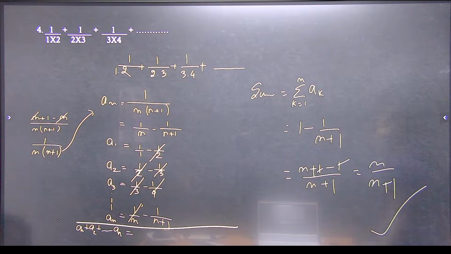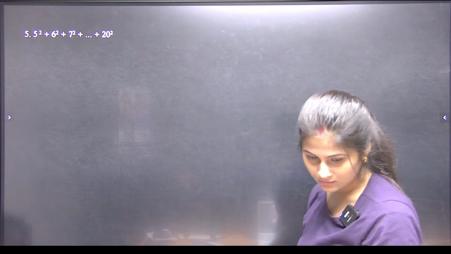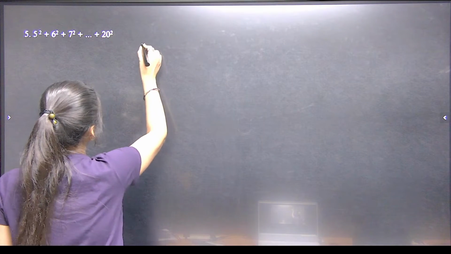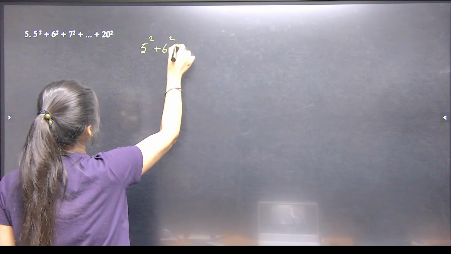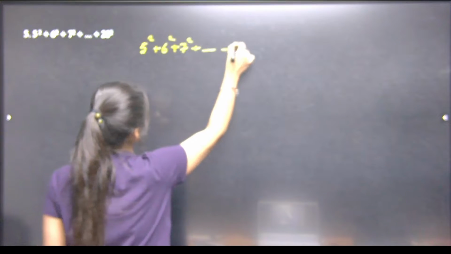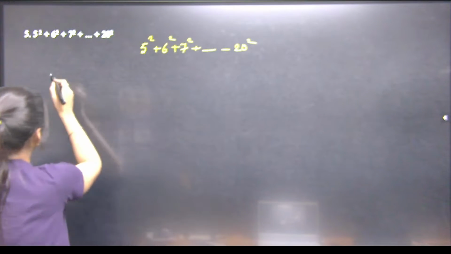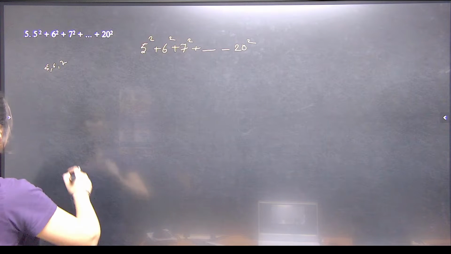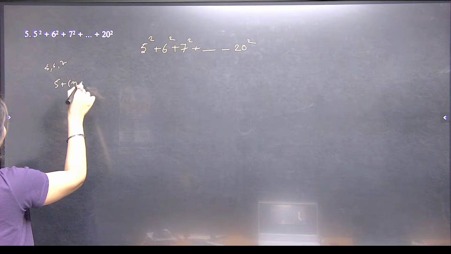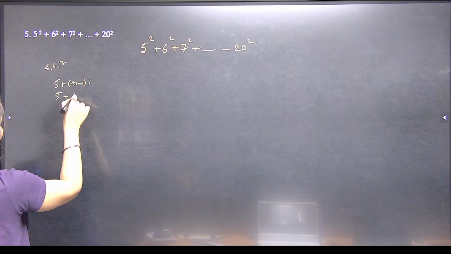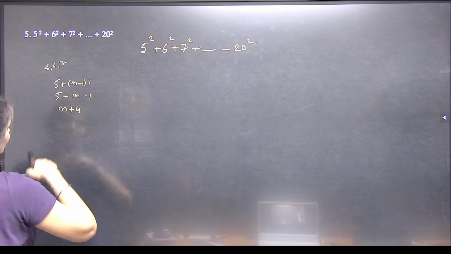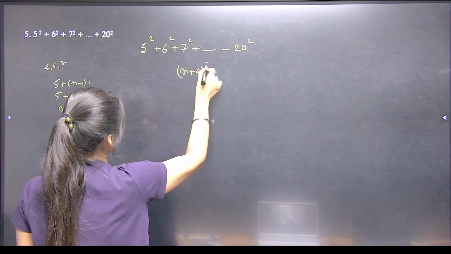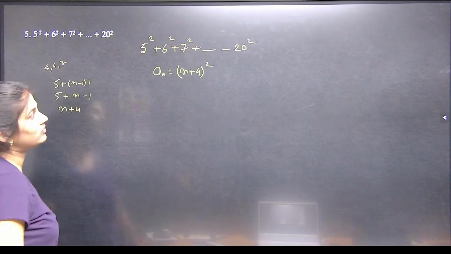Next question. Next question is question number 5. Question number 5 says 5 square plus 6 square plus 7 square till 20 square. So first of all we have 5, 6, 7. If I write the nth term of 5, 6, 7, it is a plus n minus 1 d. So it is 5 plus n minus 1, so it is n plus 4. And it is squared. So I am writing n plus 4 whole square as the nth term. Can we write it like this?